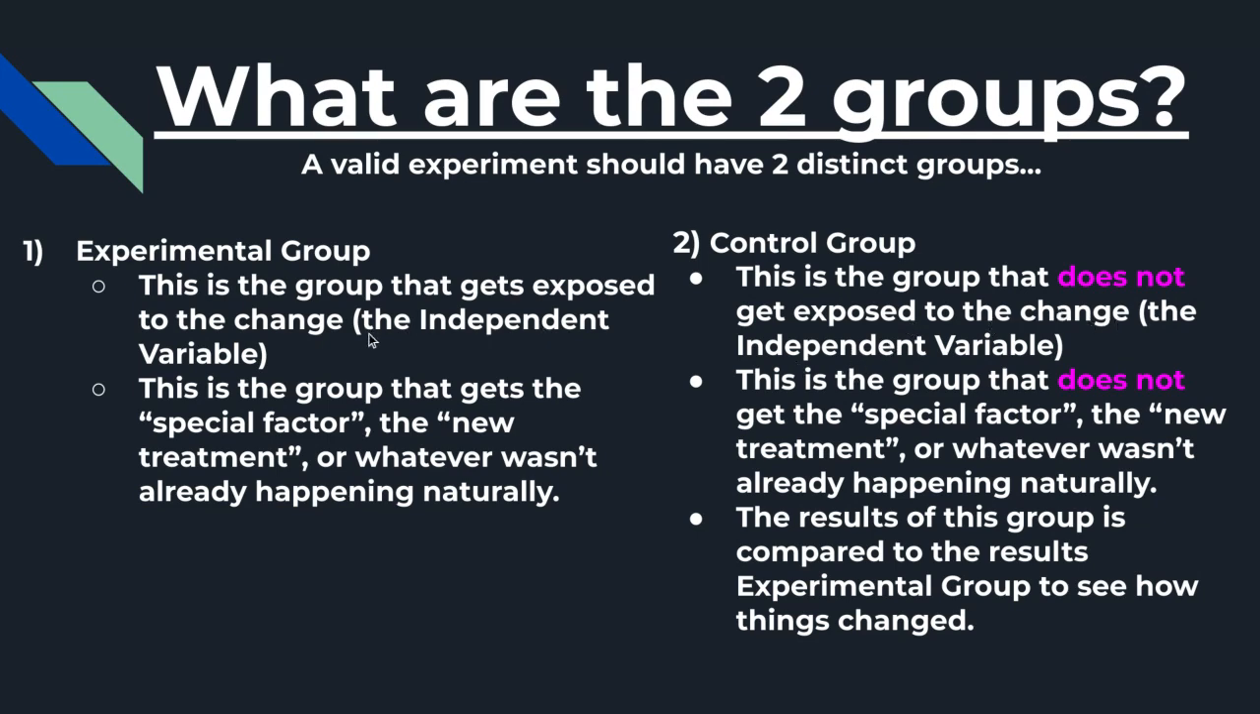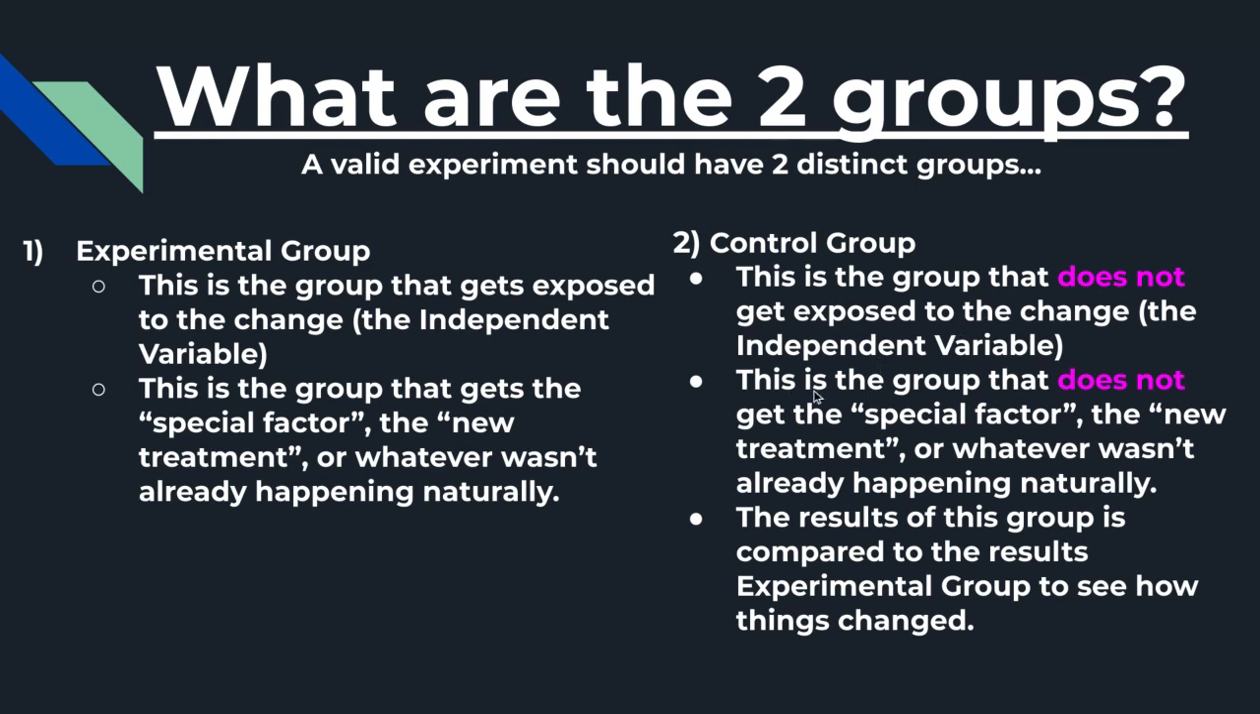What I mean by that is if we accept that our independent variable is the change we're introducing, the experimental group gets our independent variable change, and the control group does not get our independent variable change. So the experimental group is the group that gets the special factor, the new treatment, the whatever it was that we're putting into the equation here that wasn't already happening naturally.